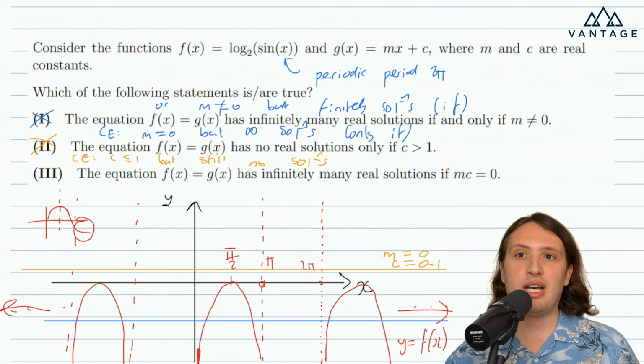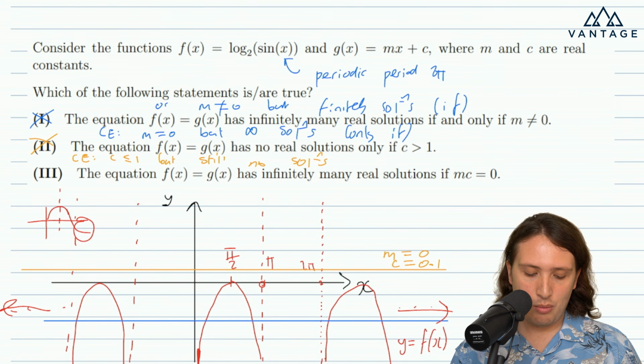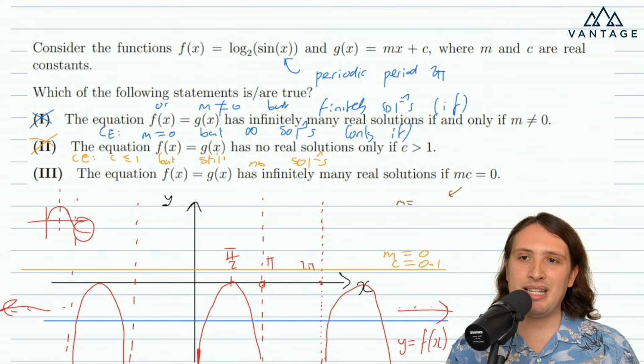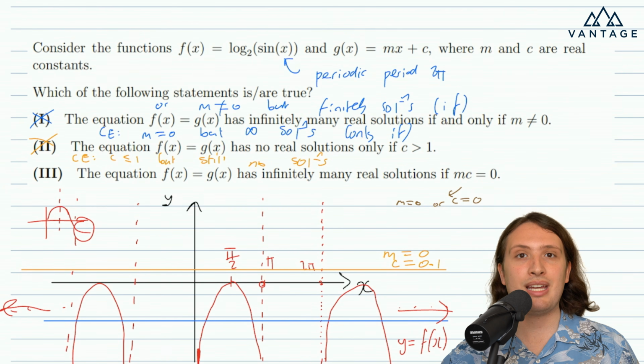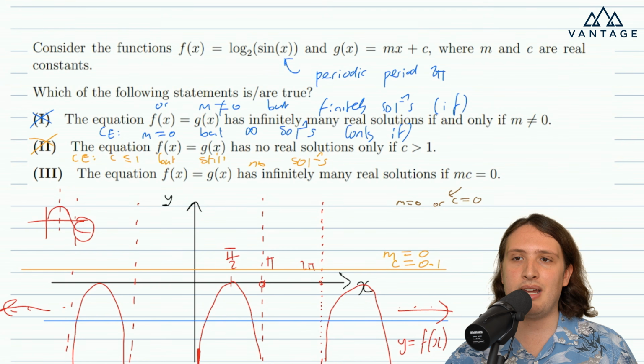Statement 3 is perhaps more subtle. So we say that MC being 0 guarantees infinitely many solutions. Now what does MC being 0 really mean? Well, it means that M is 0, or C is 0, or both. So in maths, when we say or, we always have the inclusive or, we include the possibility of both. But if M and C multiply to give 0, then we're saying at least one of them is 0.